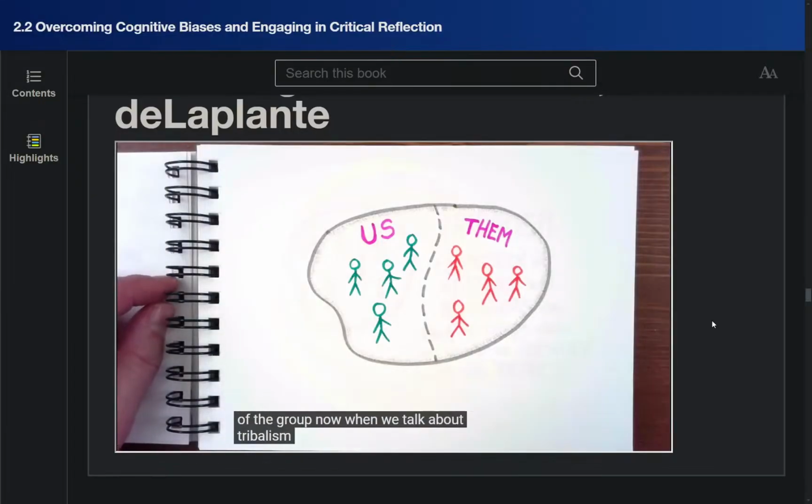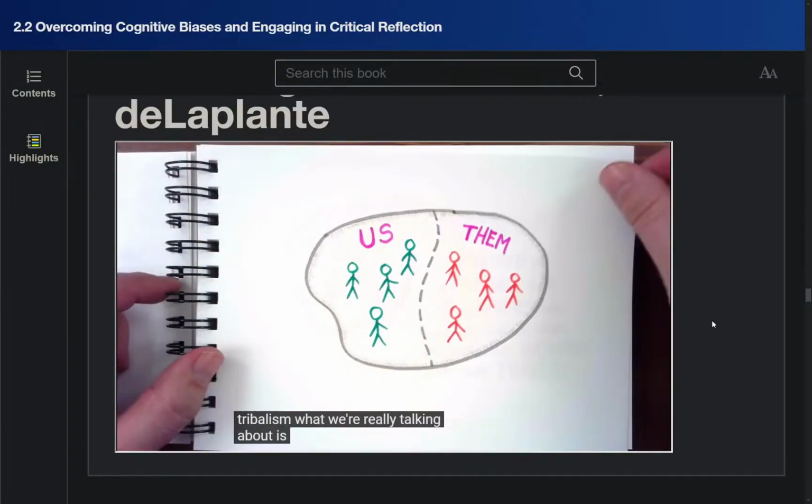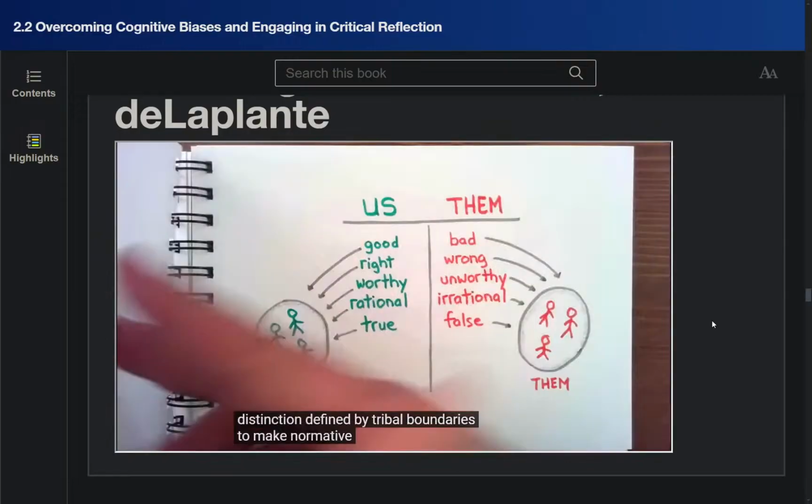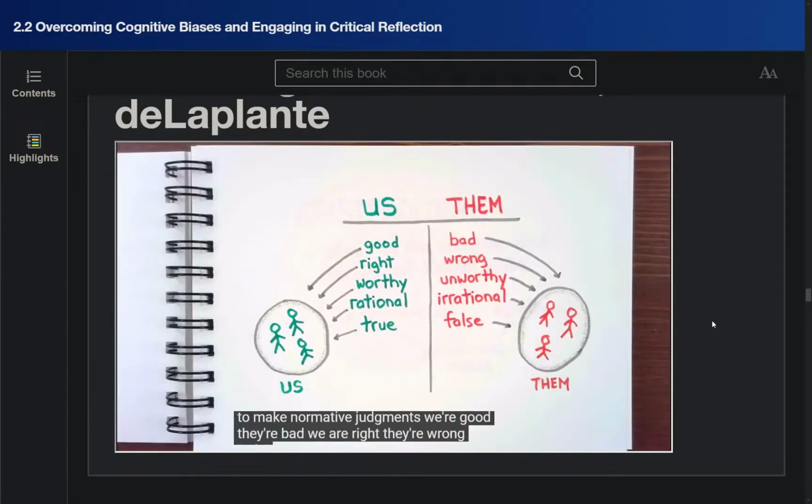Now, when we talk about tribalism, what we're really talking about is a pattern of attitudes and behaviors that human beings tend to adopt when we come to identify with our tribes. In a nutshell, we use the us-them distinction, defined by tribal boundaries, to make normative judgments. We're good, they're bad. We're right, they're wrong. We're worthy, they're unworthy. We're rational, they're irrational. Our beliefs are true, their beliefs are false. And these judgments support behaviors, how we act, what we say, how we respond, and so on. In other words, our moral psychology is very groupish. It follows the contours of our group affiliations.